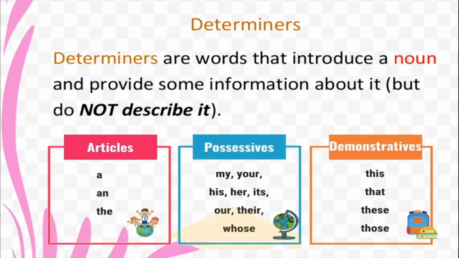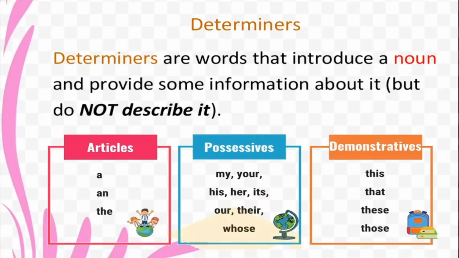That determiners do not describe the noun. So what describes the noun, children? We know adjectives describe the noun, isn't it? So determiners do not describe the noun, they just introduce the noun and they provide some information about it. Some of the determiners, children, qualify as adjectives, but not all of them. Some of them qualify as adjectives.